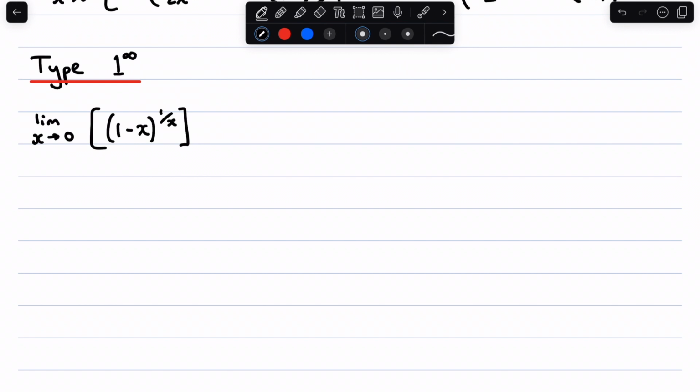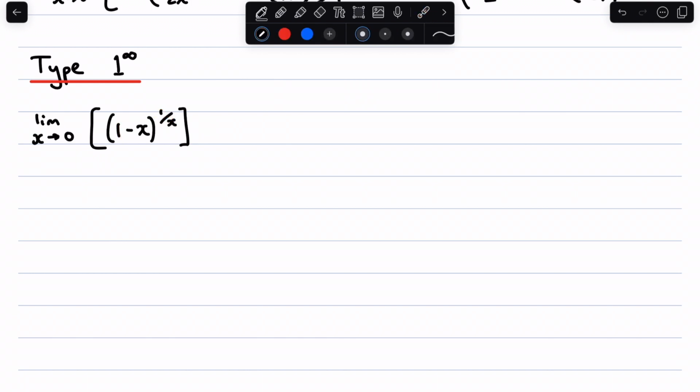So I thought I'd add in this extra case of 1 to the power of infinity, as you might expect it to be just 1, as 1 to the power of anything is 1. However, we'll see that isn't the case. So for this function, as x tends to 0, this 1 minus x will just become 1, and then the 1 over x will become infinity, so it will be 1 to the power of infinity.